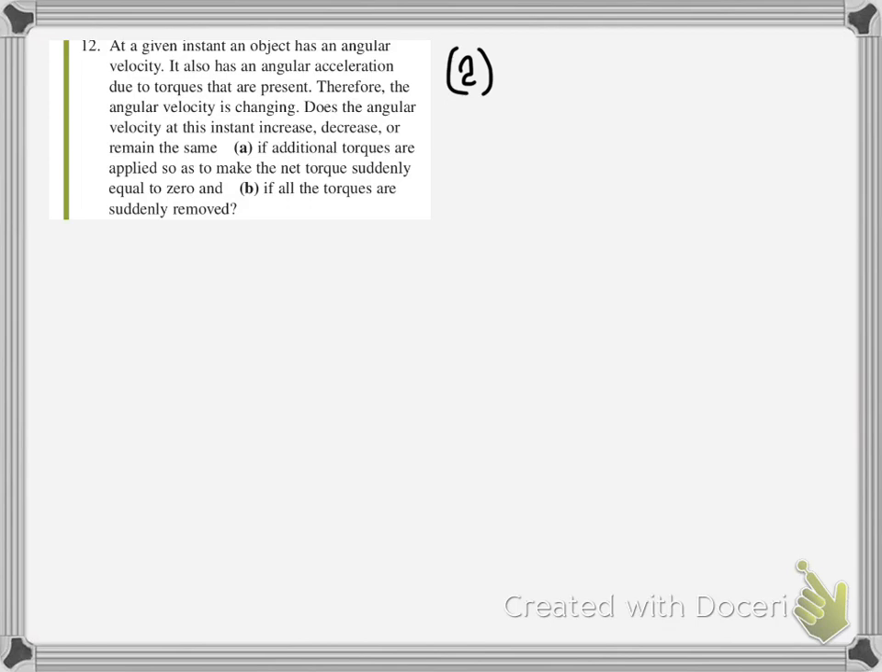Okay, so A says that there's going to be an additional torque, which is another way to say an additional force being applied, so that the net torque is equal to 0. So, if there are more forces being applied, that means it's going to be harder to move. So that means that the velocity is going to go slower, because the more force there is, the slower it's going to go.